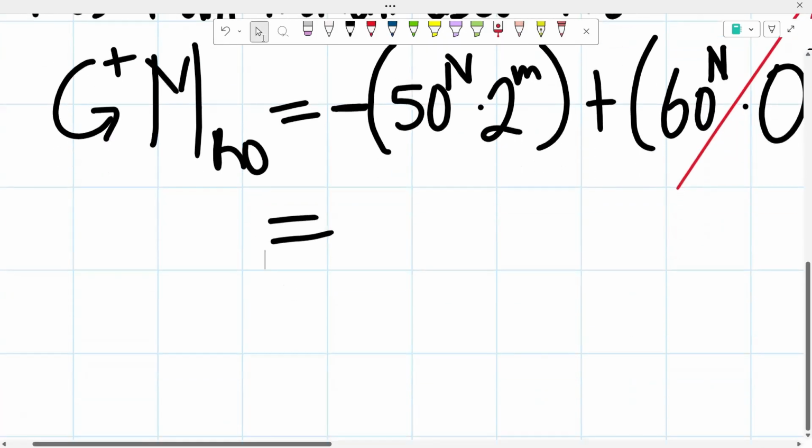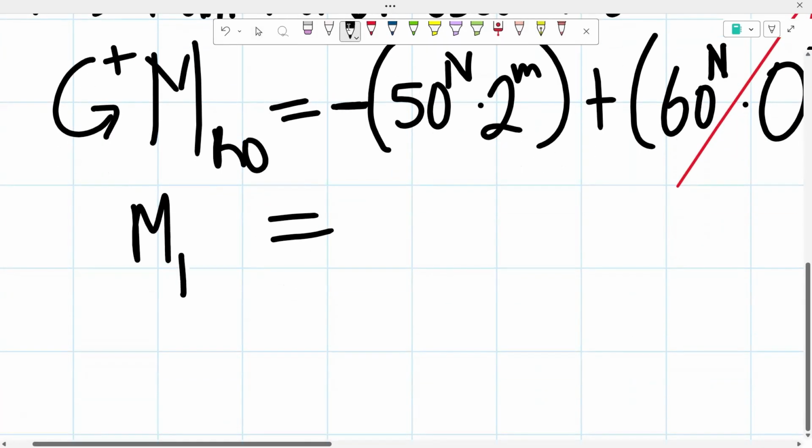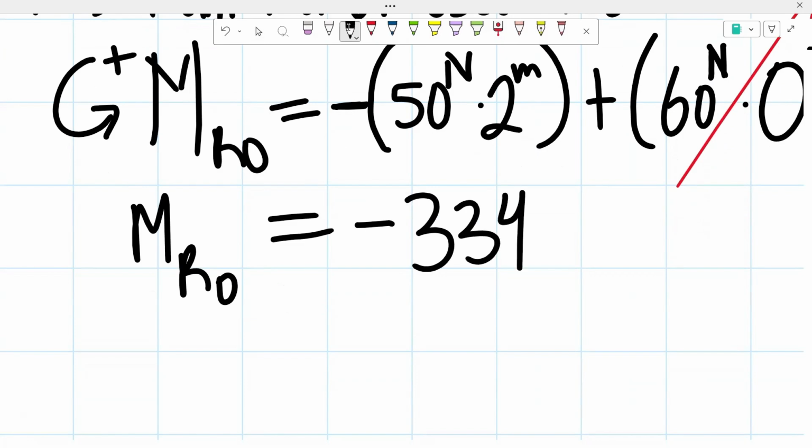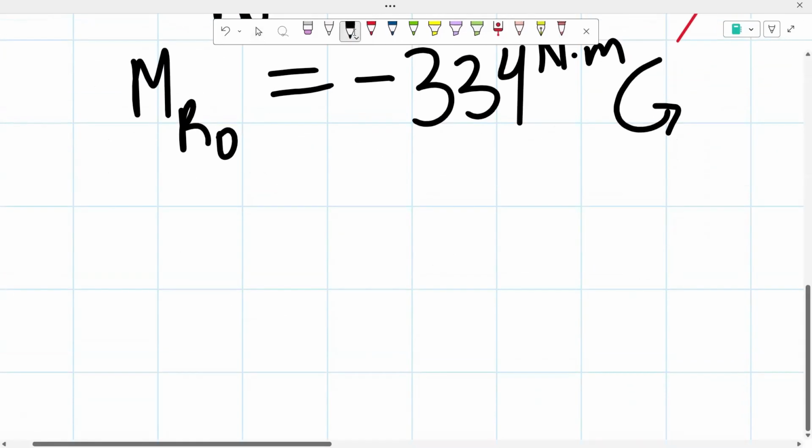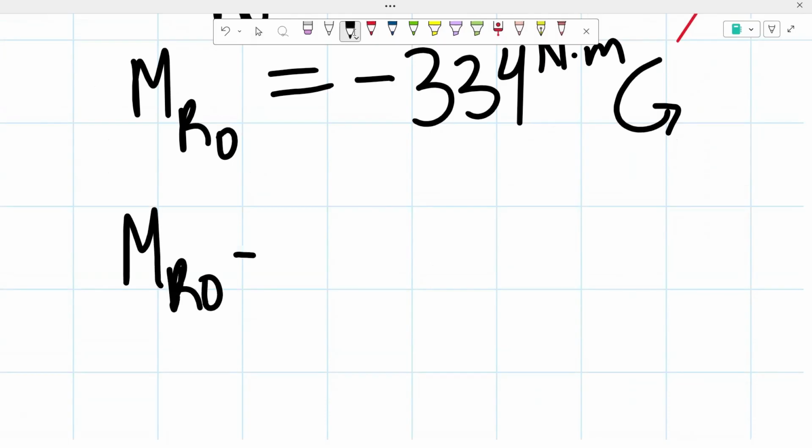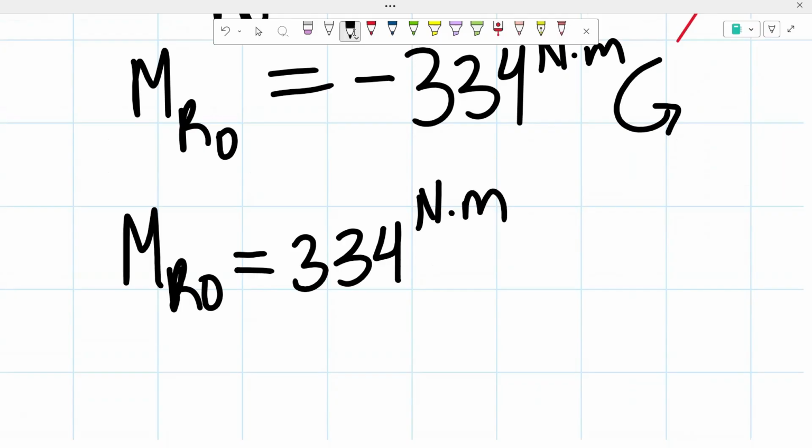the resultant moment around point O is equal to negative 334 newton meters counterclockwise. But since we're trying to deal with positive numbers, we could rewrite that as saying that the resultant moment around point O is equal to positive 334 newton meters clockwise.